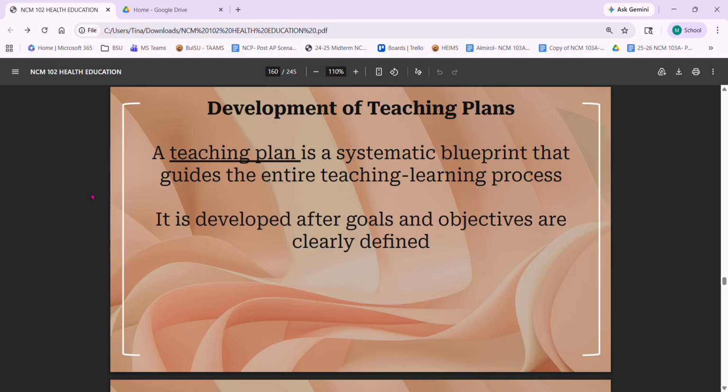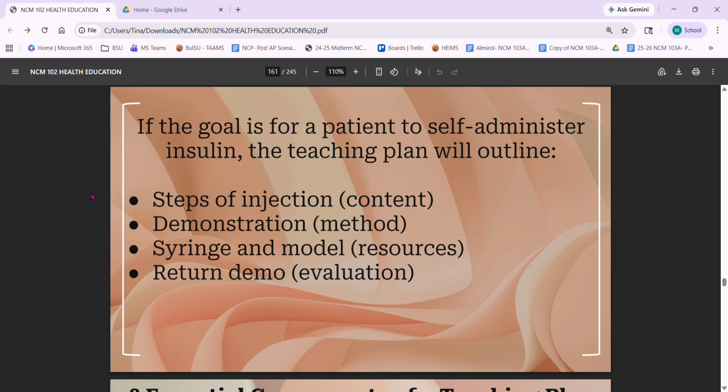When you say teaching plan, it is a systematic blueprint that guides the entire teaching-learning process. It is developed after goals and objectives are clearly defined. So, if the goal is for the patient to self-administer insulin, the teaching plan will follow. You should have steps of injection, that's your content; demonstration, that's the method; syringe and model, those are your resources; and return demonstration, that is the evaluation.